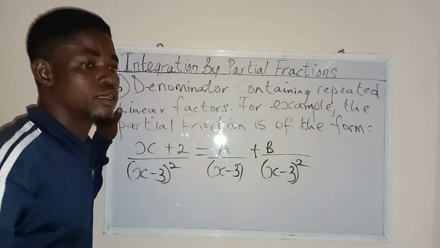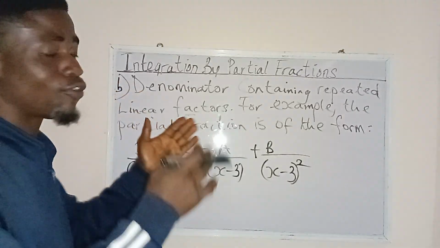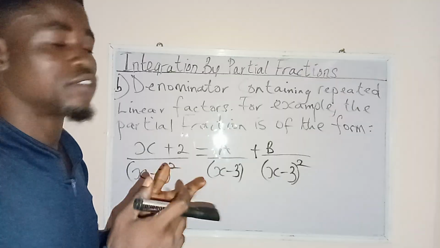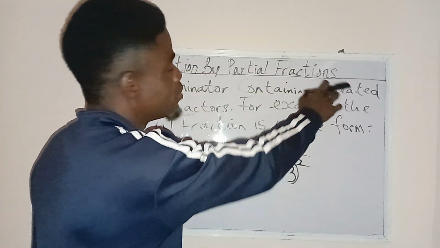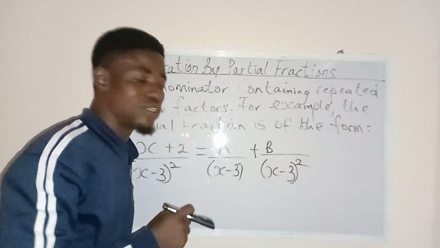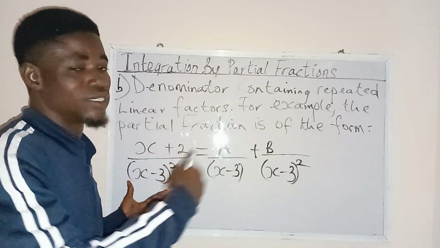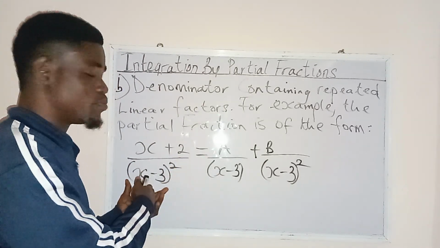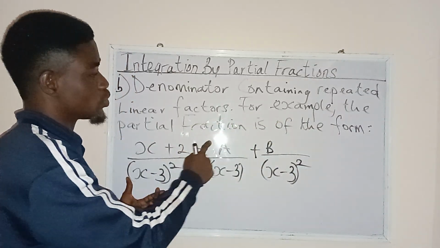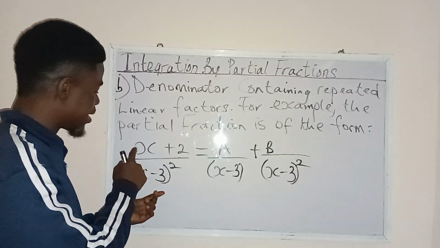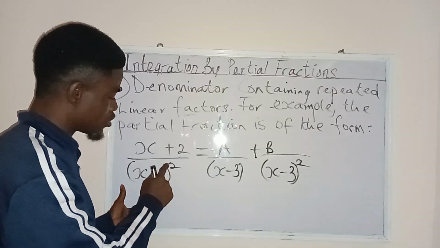This is number 2, or B, under forms of partial fractions. This one has to do with the denominator containing repeated linear factors. When you have a question like this, it is one of the examples of when we repeat the denominator. For example, the partial fraction is of the form x plus 2 divided by (x minus 3) raised to power 2.